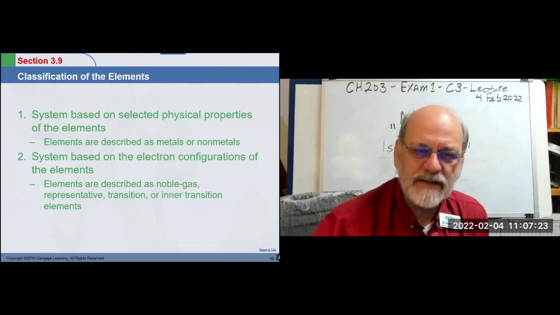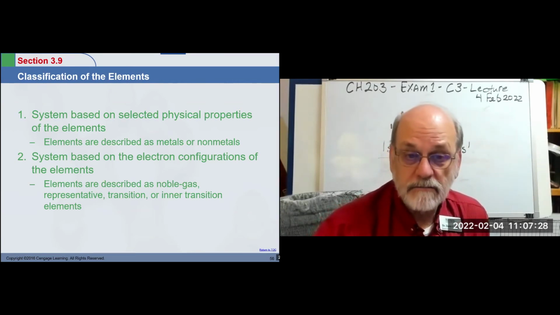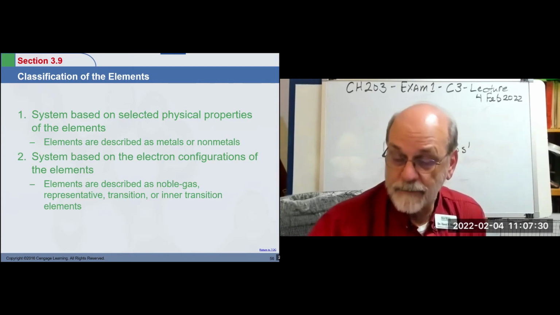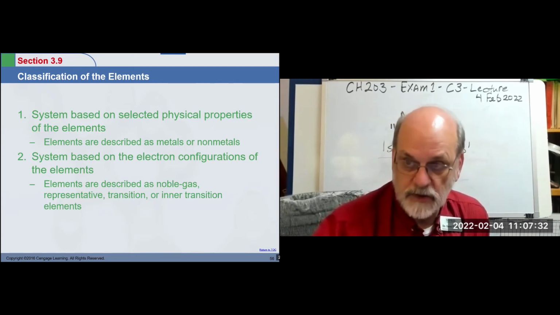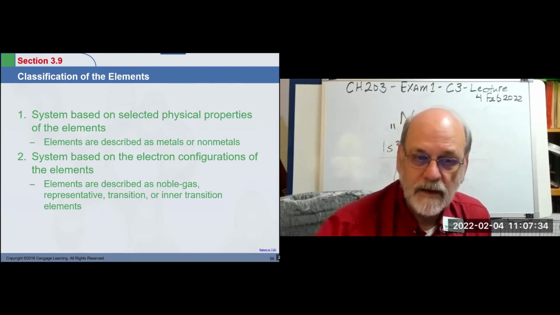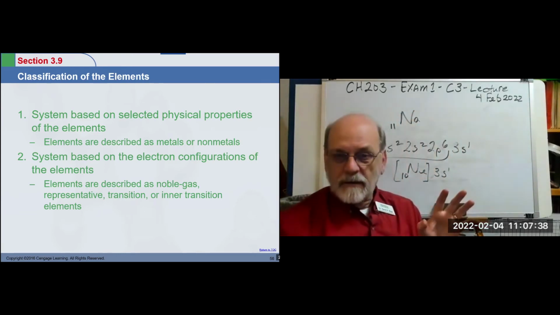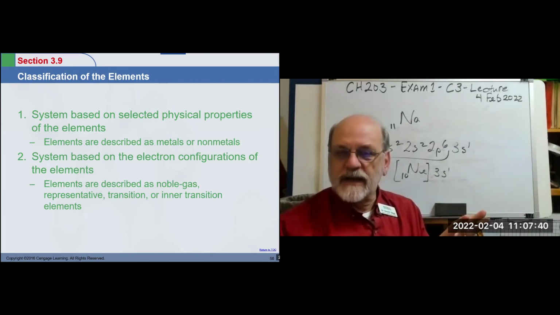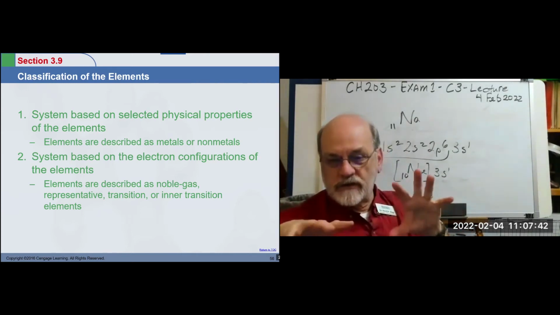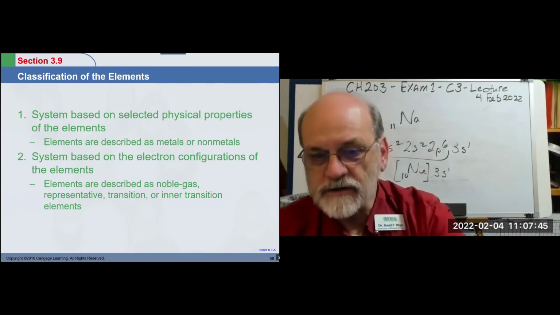Okay, how do we classify elements? We select their physical properties, metals, nonmetals, right? That determines their physical behavior. Electronic configurations divide the periodic table into regions, right? Regions and groups, actually.